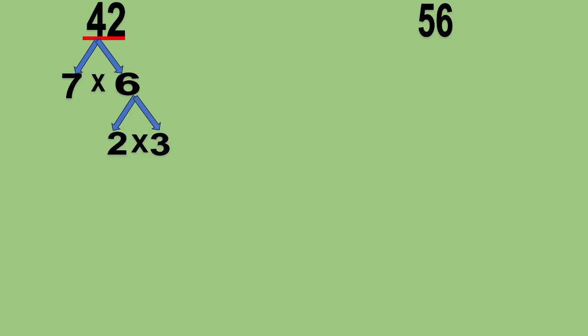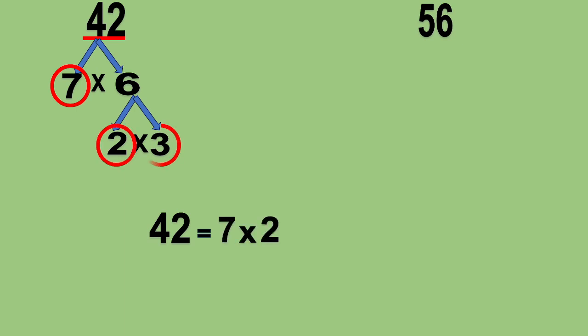Another example. Let us find the greatest common factor of 42 and 56. Let's start making factor tree for the number 42. 42 can be factored into 7 times 6. 7 is prime. 6 is composite. 6 can be factored into 2 times 3. Now, list the prime factors of 42. We have 7 times 2 and times 3.